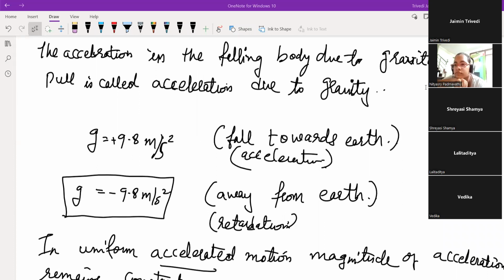Wait, Lalit, let me finish. So when it is falling, it's not free falling, it's forced falling. So due to friction, it will start burning there. Very separate part. So it will be falling down.